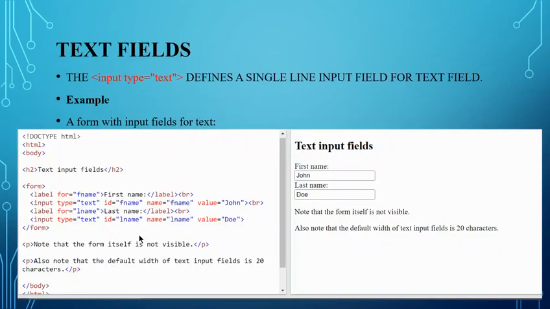First, we'll see text fields. Input type equals text. It will define a single line input field for a text field. Here is an example for text fields in the code.